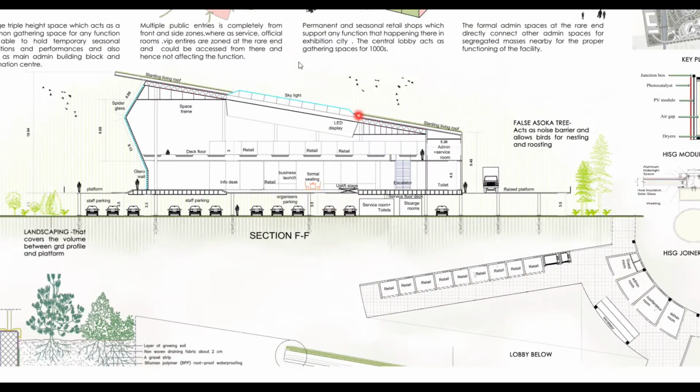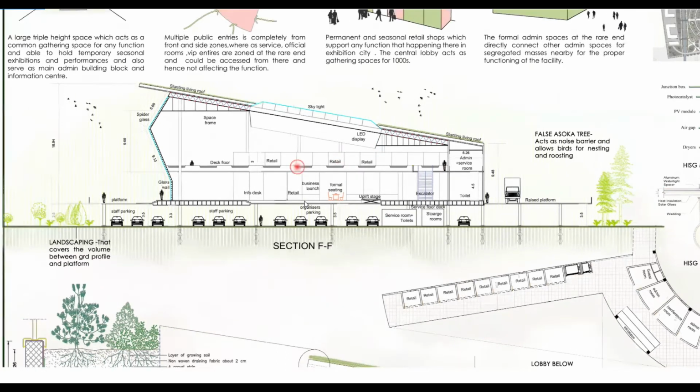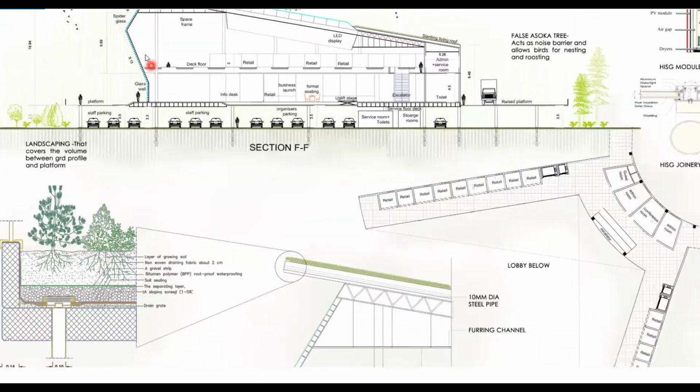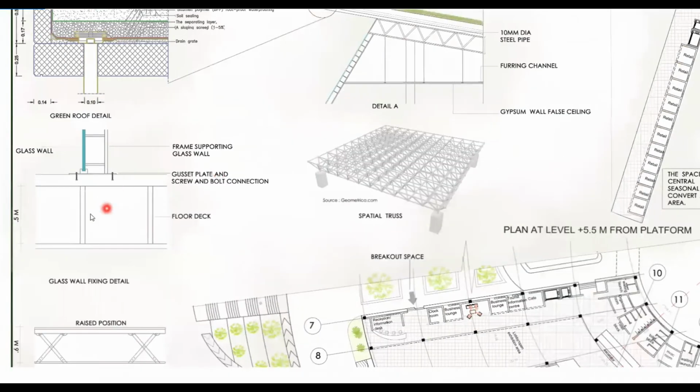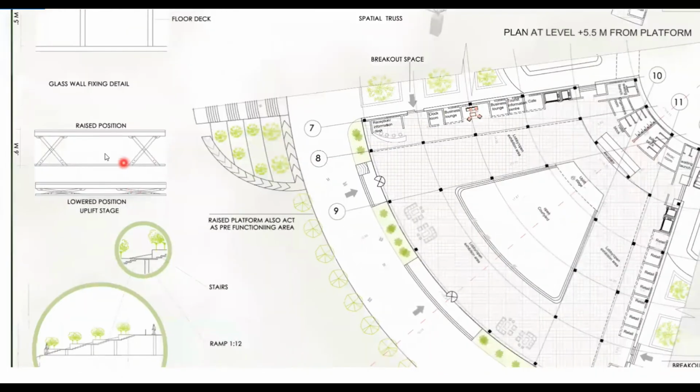The central skylight is also provided, and there is an LED display screen where all the information regarding what happens where could be displayed. Here is the glass wall fixing detail, showing how the glass wall is fixed via the gusset plate and the screw bolt connection. And this is the raised position of the stage.